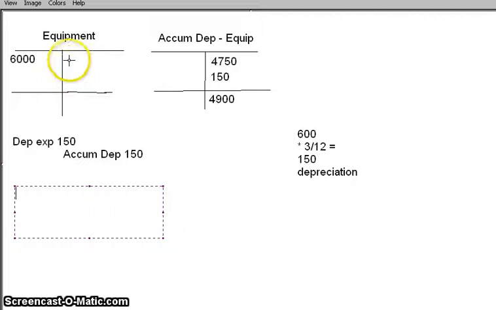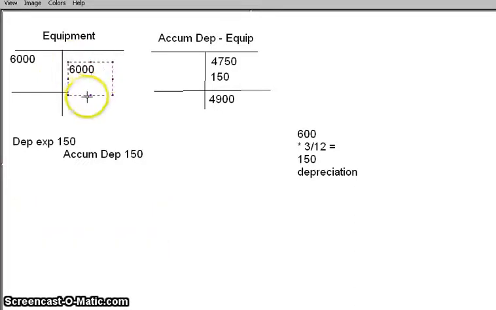The first thing we do is we take the equipment off the books. We've got to zero it out. So we've got a credit to equipment of $6,000. My equipment is now zero. Also, I'm going to have to debit my accumulated depreciation for $4,900, so that now my accumulated depreciation is zero. So the steps are always the same. Take the equipment off the books, take the accumulated depreciation off the books. Make those your first steps when you're doing this.